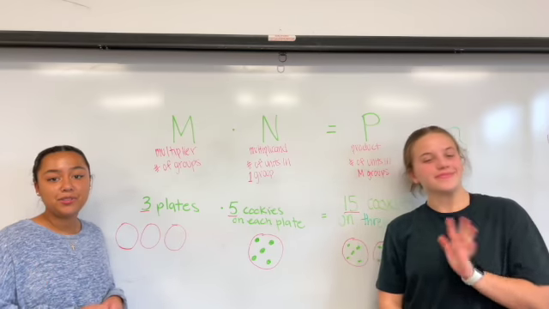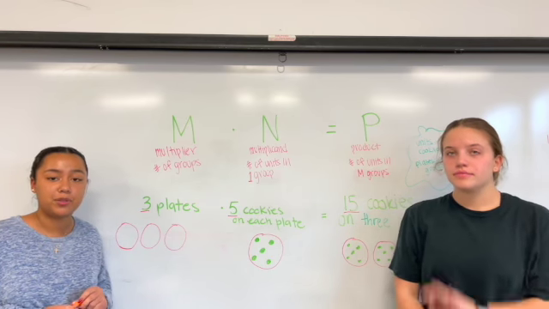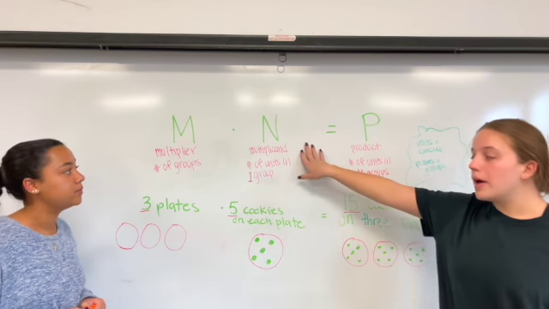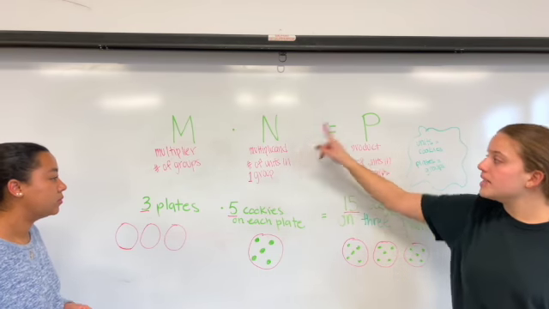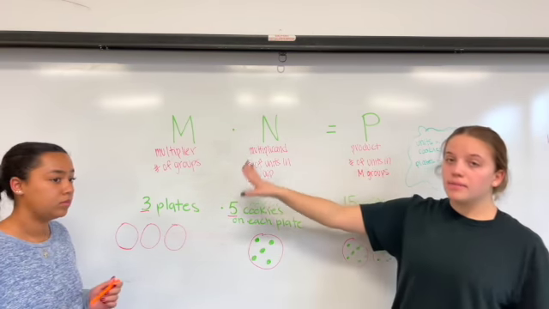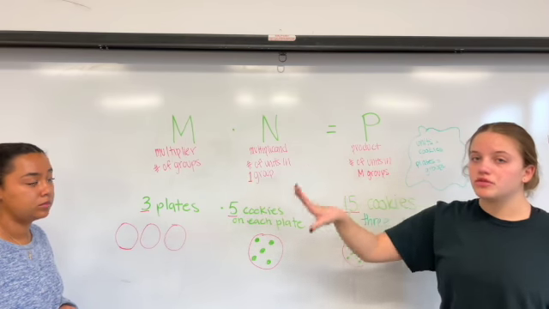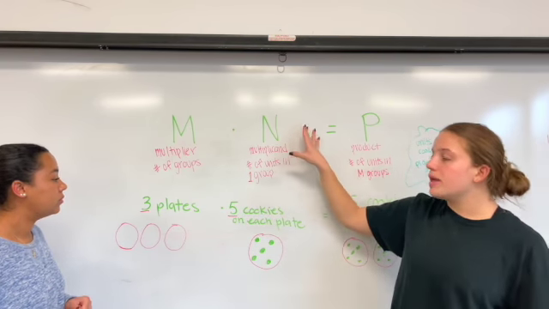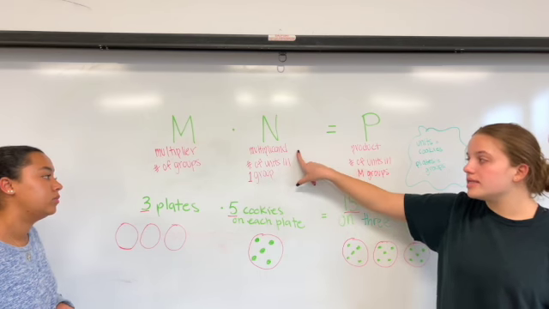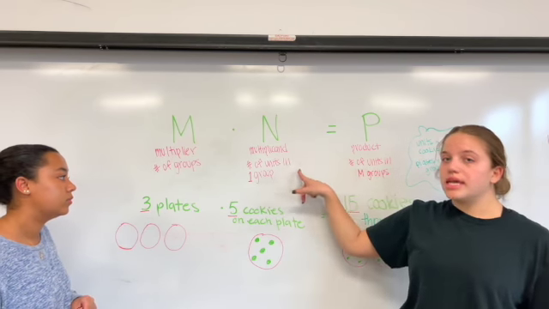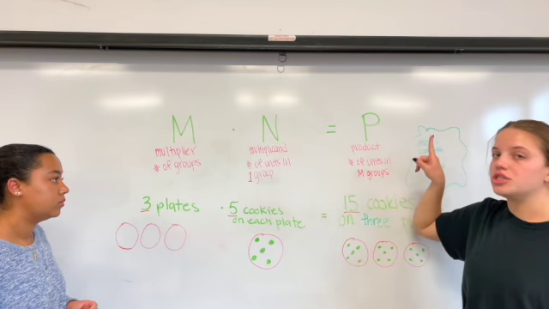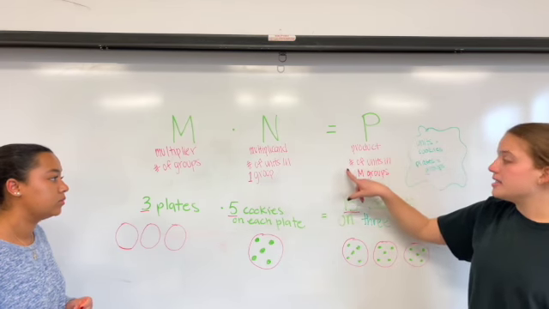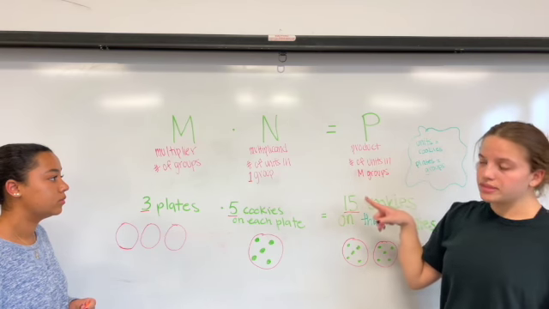Hey guys, so today we're doing multiplication and we're going to be showing you 3 different strategies for it. So up here we have our basic multiplication formula. So we have m times n equals p. So our m is our multiplier, which is the number of groups that we have. And then we're going to multiply it by our n, which is our multiplicand, which is the number of units in one group. So then when we multiply the two together, we get p, which is our product, and it is the number of units in m groups.